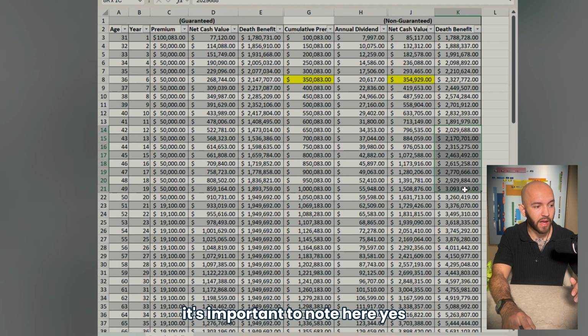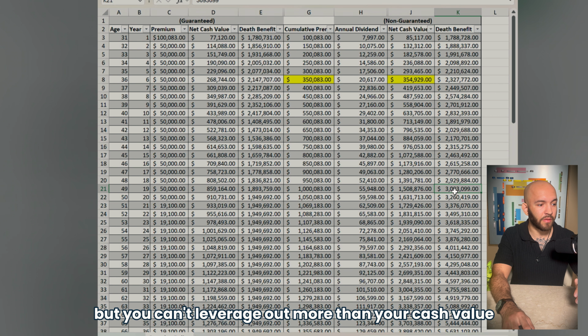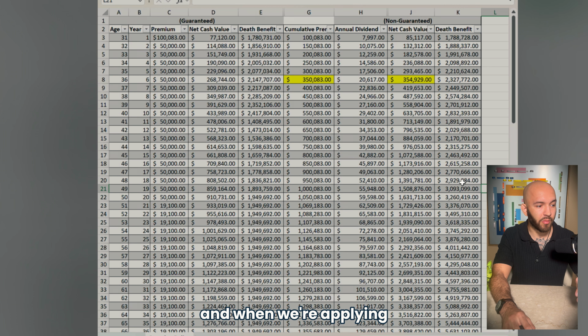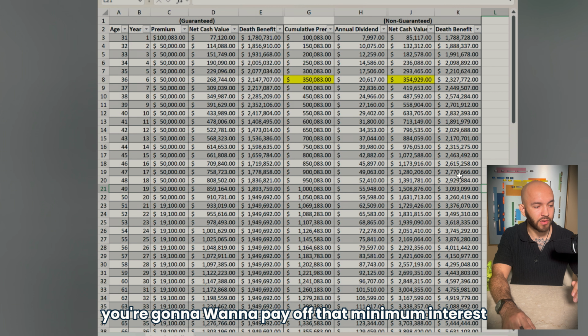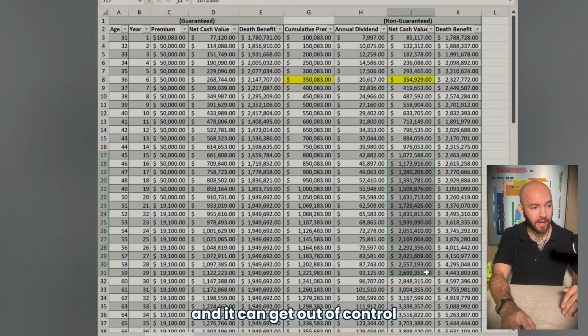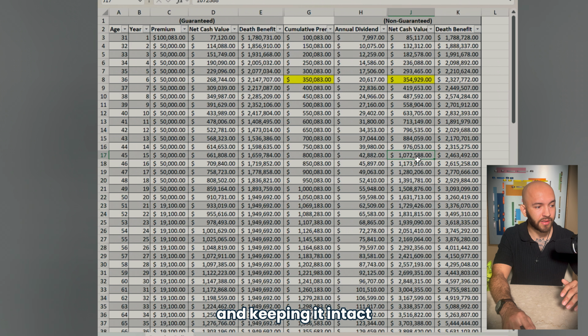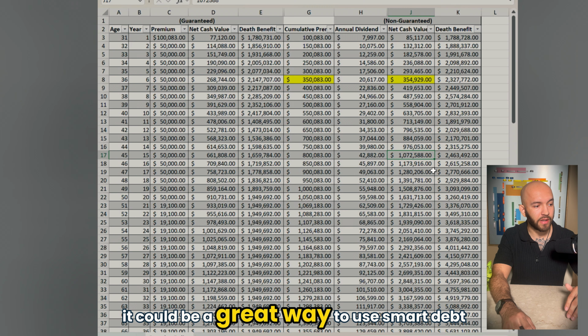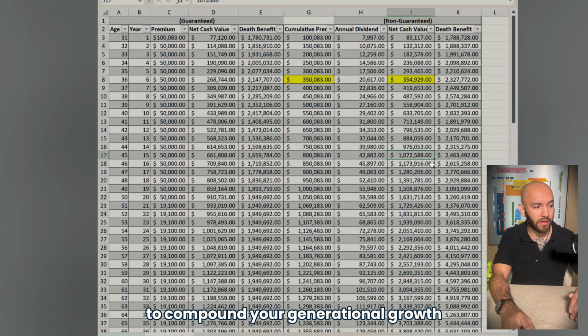It's important to note here, yes, you don't have to pay back those loans because the death benefit will cover it, but you can't leverage out more than your cash value. And when we're applying the practice of being your own banker, you're going to want to pay off that minimum interest, because that interest does compound and it can get out of control. But if you're just paying that interest and keeping it intact, it could be a great way to use smart debt to compound your generational growth.